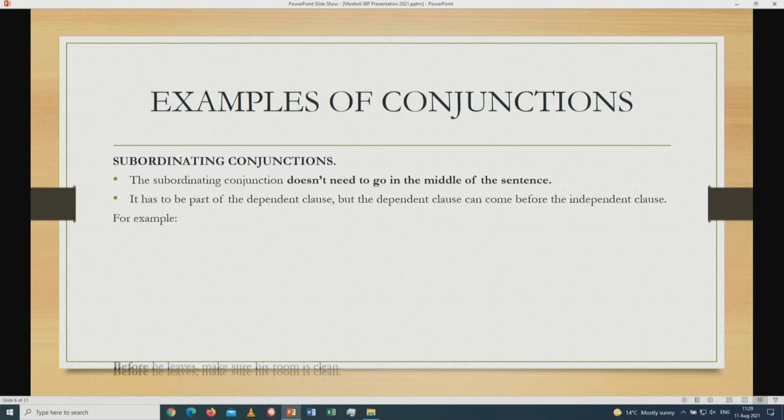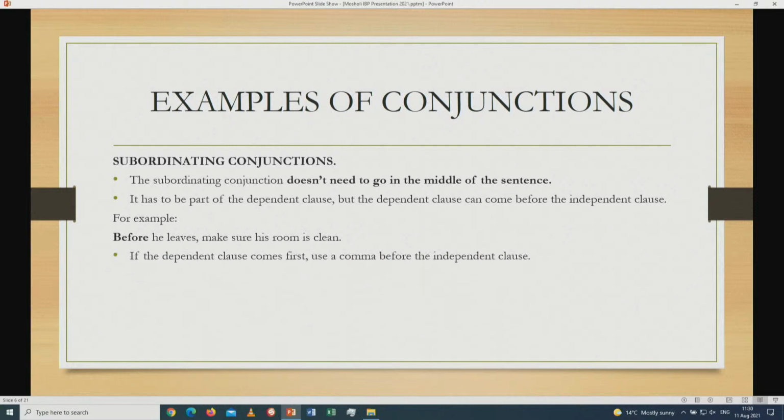For example, before he leaves, make sure his room is clean. If the dependent clause comes first, use a comma before the independent clause. For example, I drank a glass of water because I was thirsty. Because I was thirsty, I drank a glass of water.